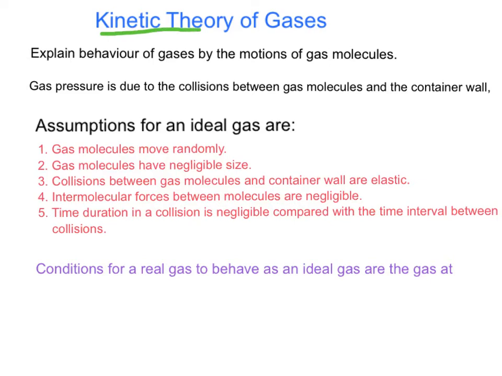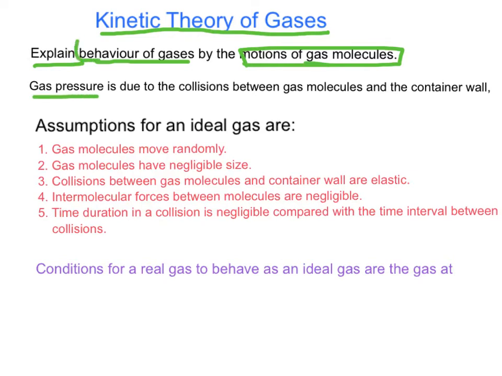The kinetic theory of gases, 氣體動力理論, is used to explain the behavior of gas by means of the motion of gas molecules. For example, gas pressure is one of the behavior of the gas. Gas pressure can be explained by the motion of the gas molecule in the way that it is due to the collisions between the gas molecules and the container wall.